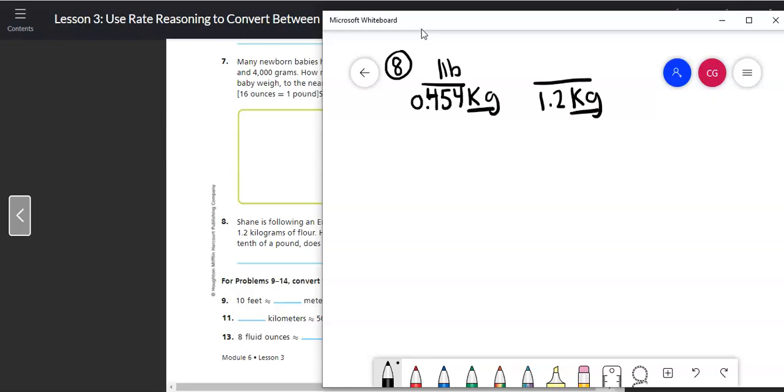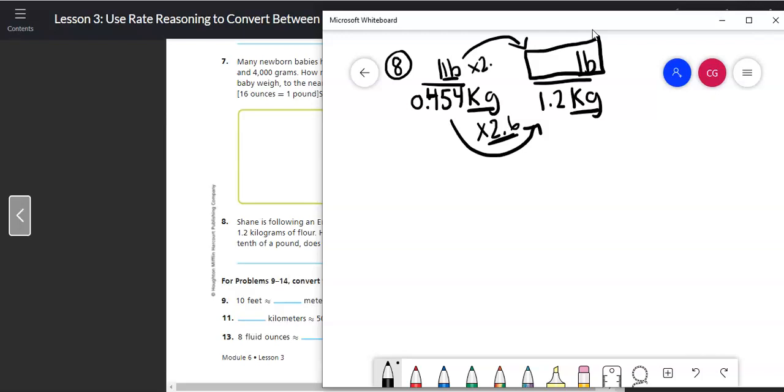My kilograms are matched up, and they're asking about pounds. So my pounds are matched up here at the top. So this is going to be what my answer is right here. To get from 0.454 to 1.2, I need to multiply by 2.6. And I got this 2.6 by taking 1.2, dividing it by 0.454. If I multiply by 2.6 on the bottom, I'm going to do the same thing on the top. So I get 2.6 pounds as my answer. Number 9's answer, 9 feet is equal to 3.1 meters. Let's look at number 10 though, because we're going to solve that one.